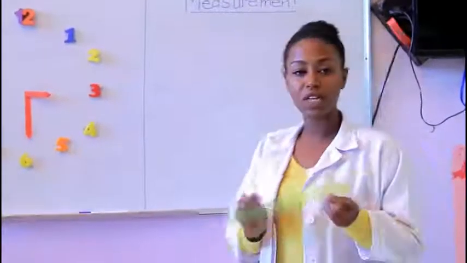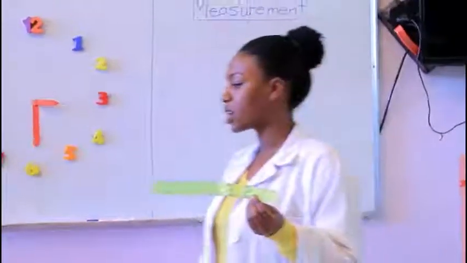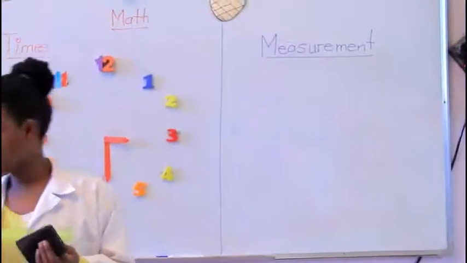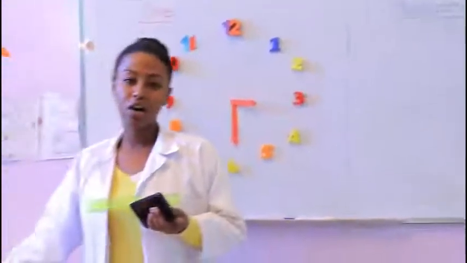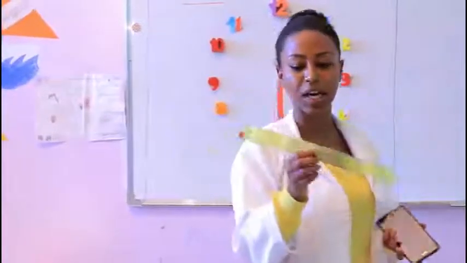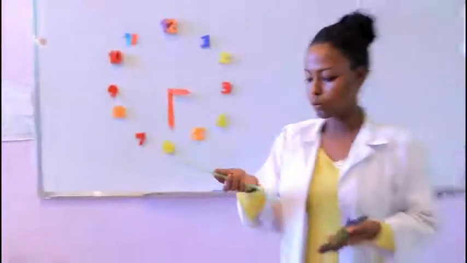What is this? This is a ruler. By using this, I can measure my phone, I can measure the duster or the eraser, and I can measure my marker. Okay, how do we measure by using the ruler? I will show you now.